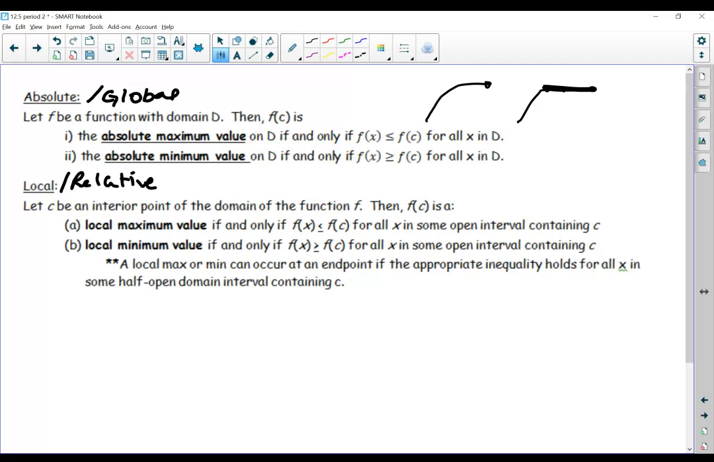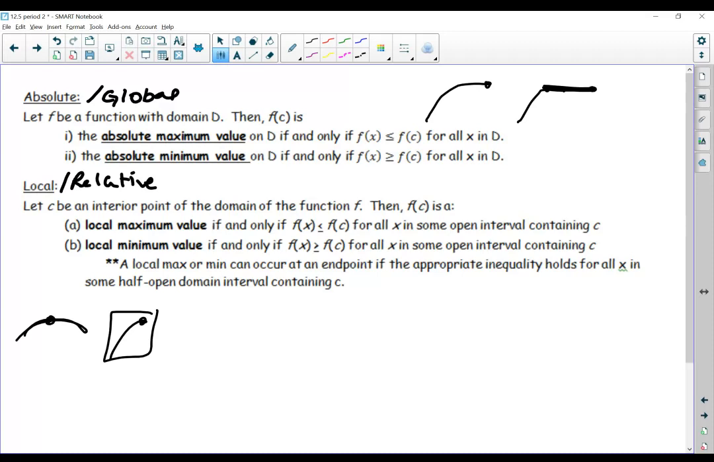So instead of saying C has to be in between two, and we would call that a local max, I could say that this is a local max because if I look at just that part of the graph, it is the highest value in that local region. So all absolute maxes and mins are also considered local maxes and mins.